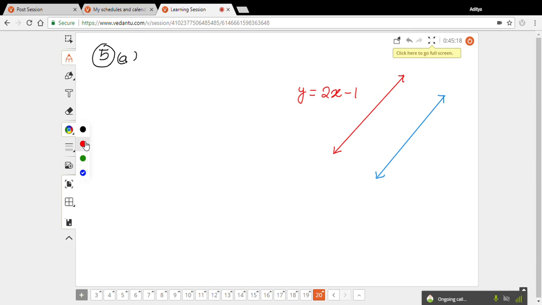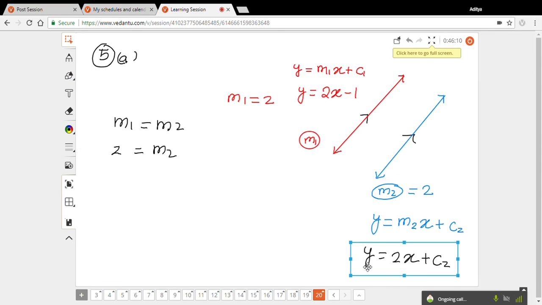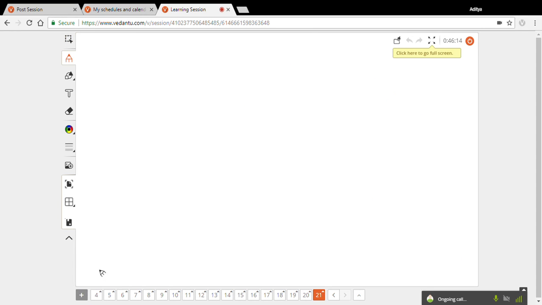So what we do, let's say that this particular line has a slope of m1 and the other line has a slope of m2. What will be the equation of this line? It will be y is equal to m2x plus c2, and the earlier line has y is equal to m1x plus c1. From there we have the value of m1 as 2. Don't you think m2 will also be 2? Because they have already said that the lines are parallel, therefore m1 is equal to m2, so 2 is equal to m2. Now I can put y is equal to 2x, but right now we don't know the y-intercept. For getting the y-intercept, we need a point, just like in the sixth question they have given. So the questions would have been formed in that way.